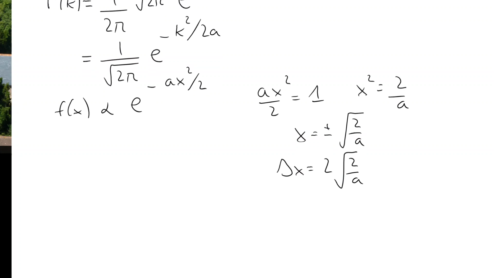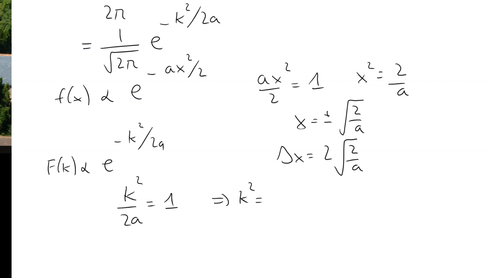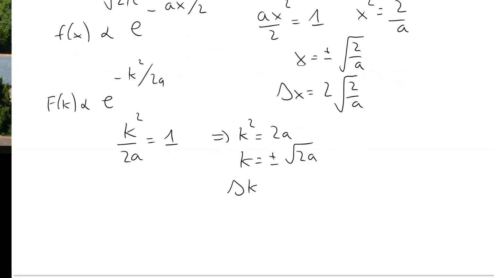We can do exactly the same for f of k. f of k is proportional to e to the minus k squared over 2a. Again, this will fall off to 1 over e of its original maximum value when k equals 0, when k squared over 2a is equal to 1. So that gives us k squared is equal to 2a, k is equal to plus or minus the square root of 2a, and so we can say that delta k is equal to 2 times the square root of 2 times a.